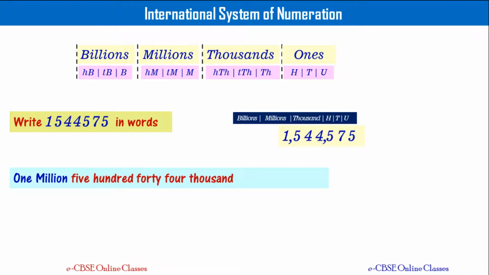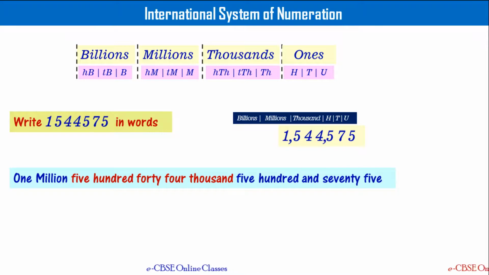So we write 544,000. And in ones group, we have 575. Let's write that as is. So that the total number is read as 1,544,575.